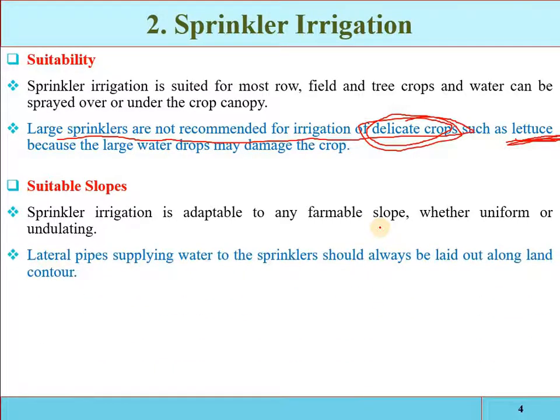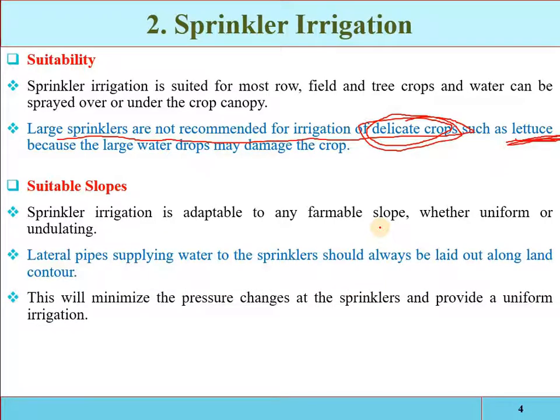Lateral pipes supplying water to the sprinklers should always be laid out along the land contour. The pipes which supply the water to the sprinklers will be laid along the slope, so that the power requirement is reduced.